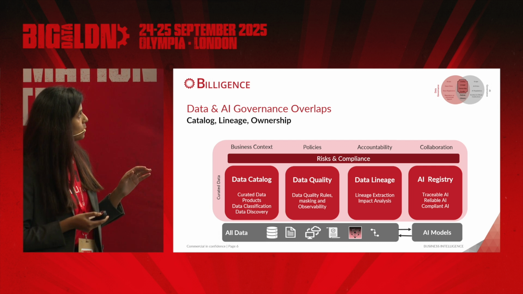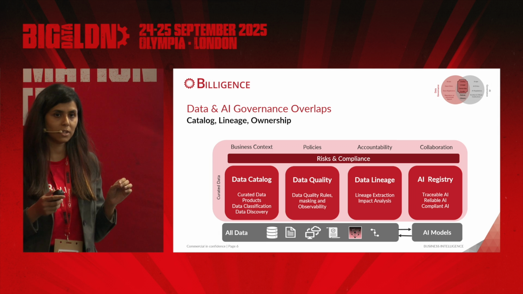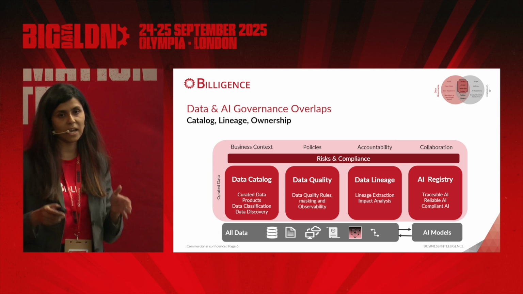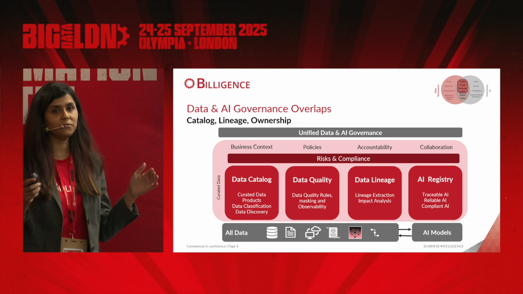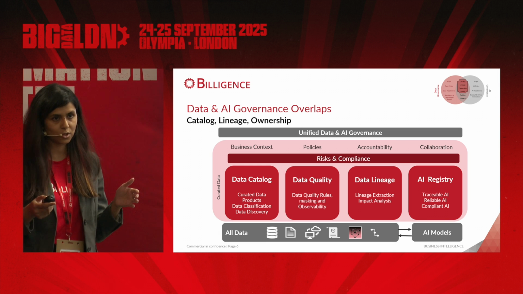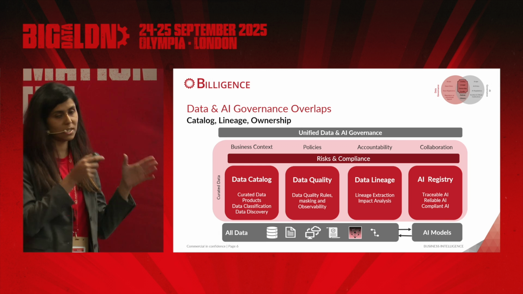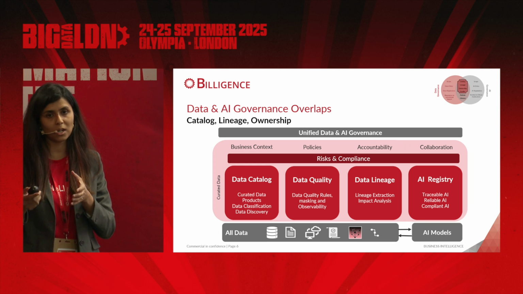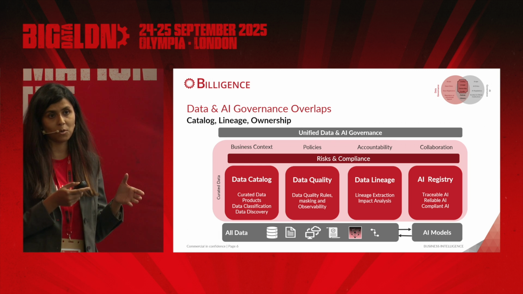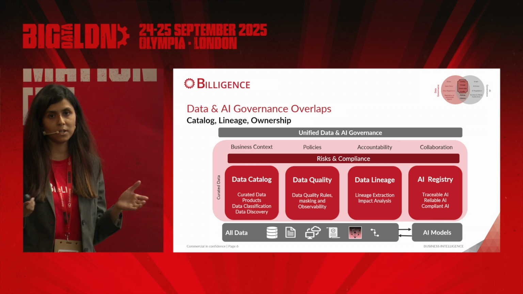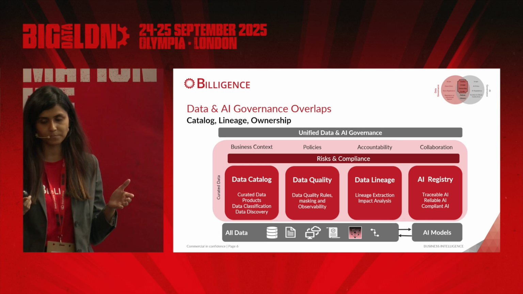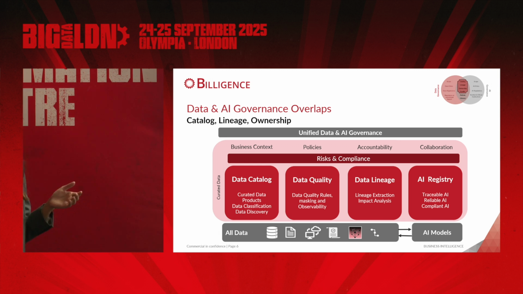That's why we need to understand that we cannot do governance in silos for data and AI. We have to have this unified data and AI governance approach, where we understand what data are being input to the AI models and outputted from the AI models, the outcomes, and we build a governance structure around those things.